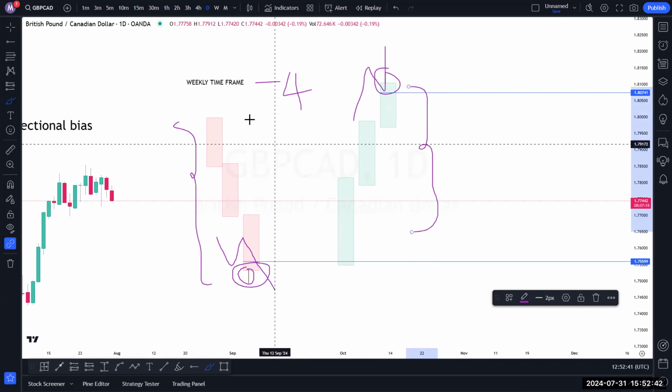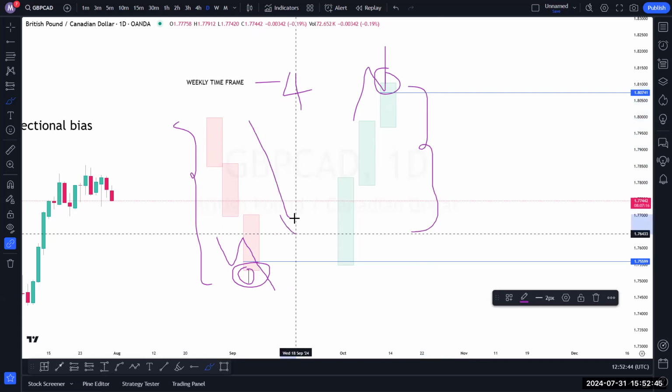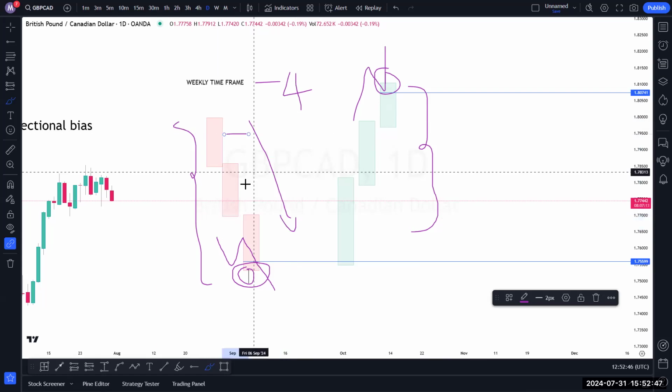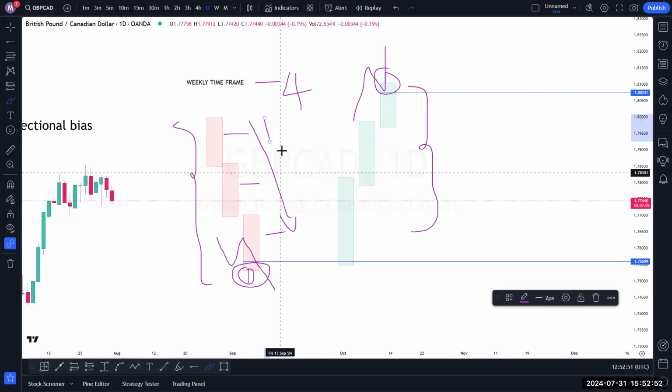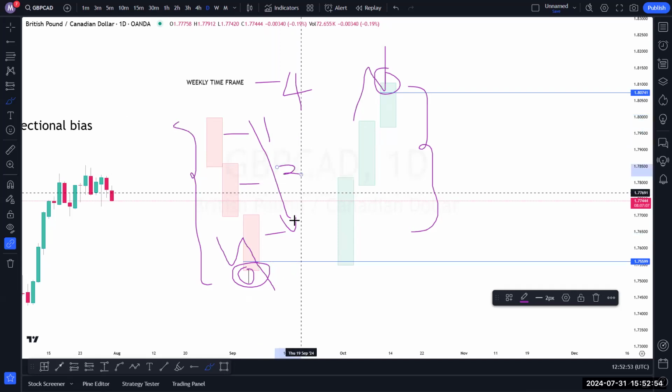Okay, so bias. The directional bias here is currently bearish, and we have seen the price forming multiple bearish candles, meaning that it took one week to form this candle, the second week to form this candle, and the third week to form this candle.